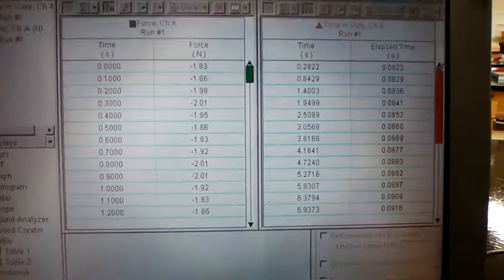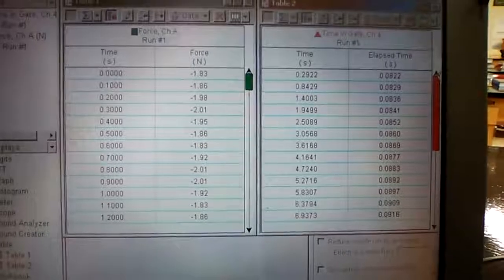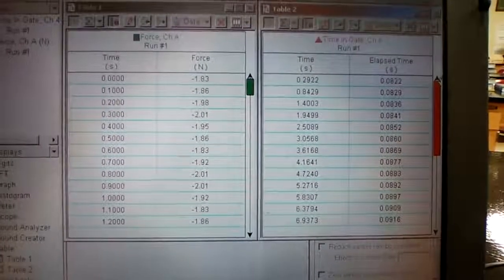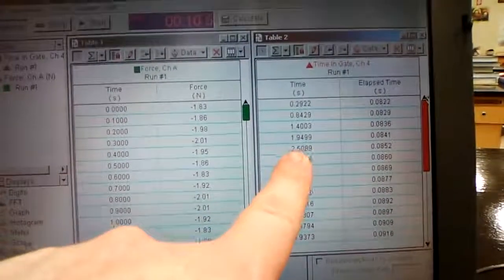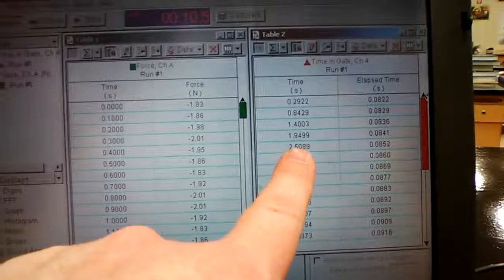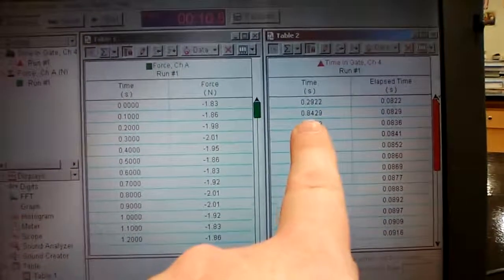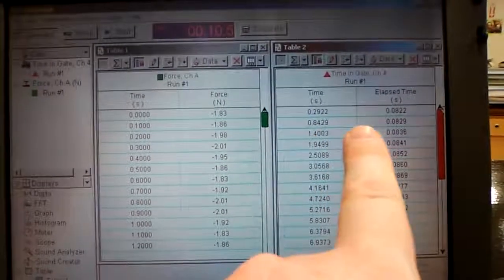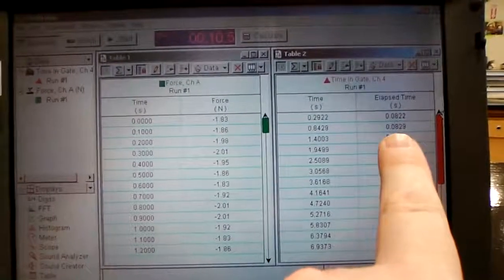So what we want to do here is match up times that the photo gate was telling us was important and what the force probe's saying. Now, this right here, time, is not data we really care about, but it's going to help us do the matching. So we'll ignore the first one, but it looks like at 0.843 seconds, we were in the photo gate for a very short time.